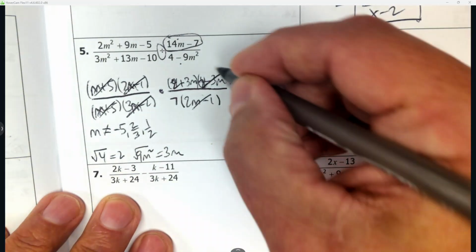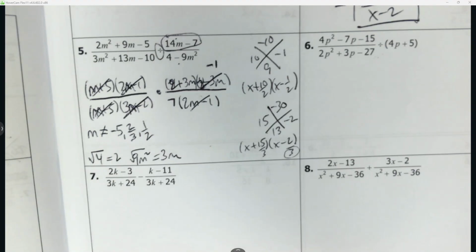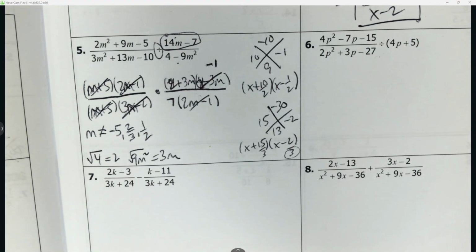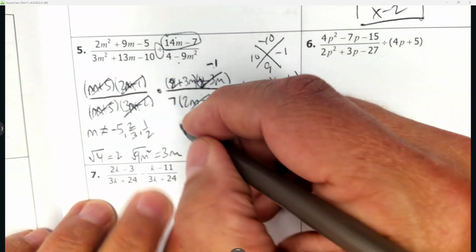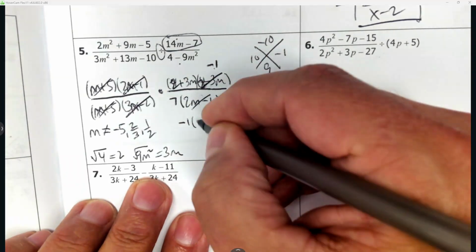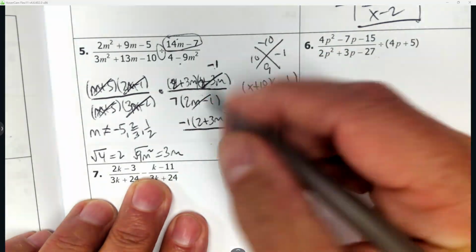So when you cross them out, instead of being left with positive 1, because they're exactly opposite, you're left with negative 1. So I have negative 1, and you don't have to distribute, and I have 2 plus 3m. In the denominator, I have 7.